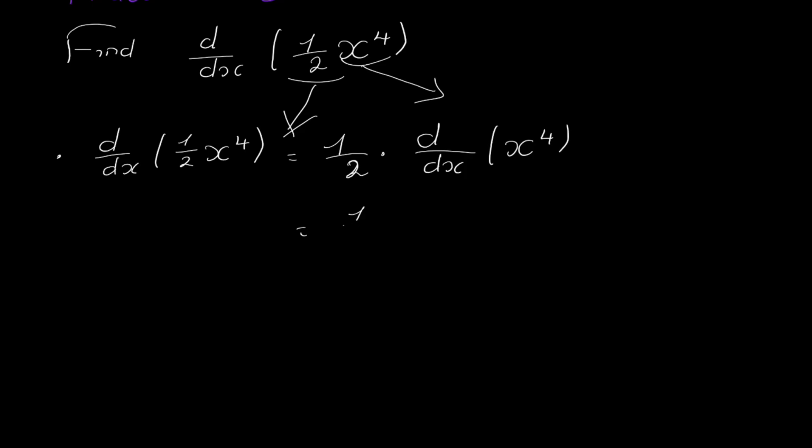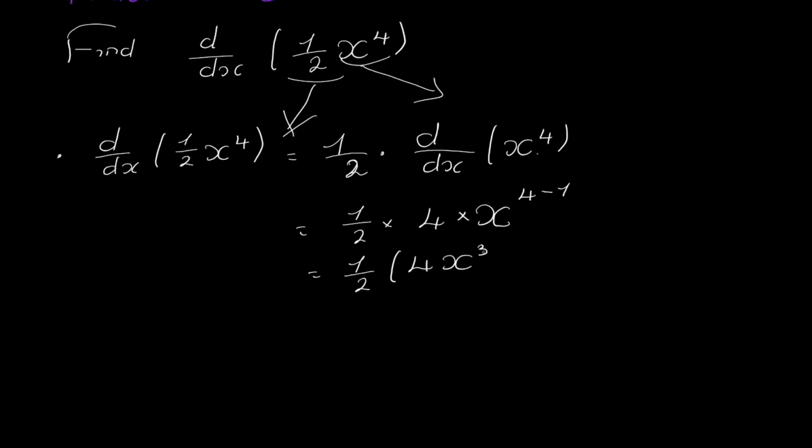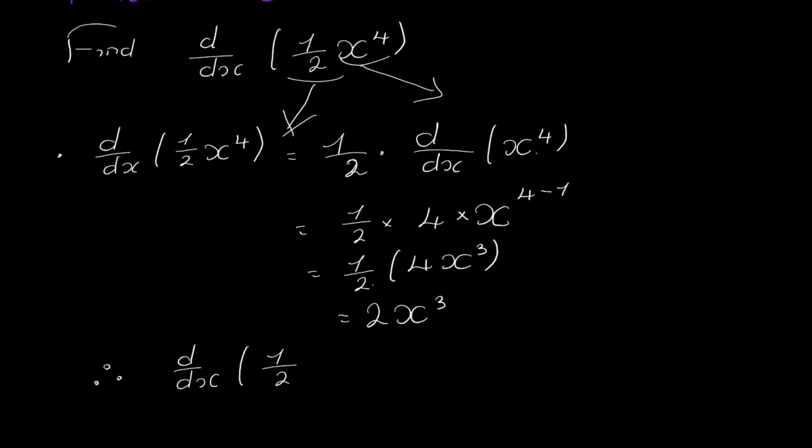And what does this give us? Half times the derivative of x to the 4 is 4 times x to the power 4 minus 1, which gives us half in brackets 4x cubed, which gives us 4 times half, 2x cubed. So what can we then conclude? The derivative with respect to x of our function half x to the 4 is 2x cubed.